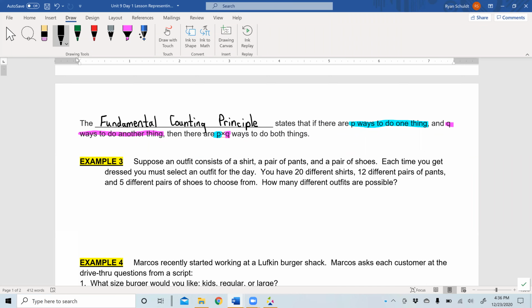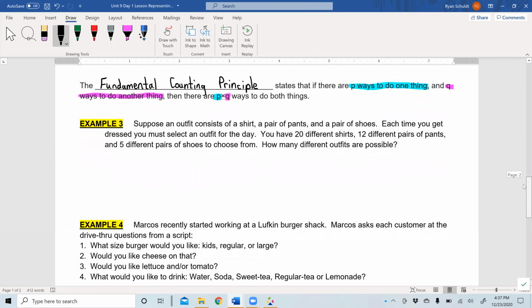This is way simpler than how we've taught it in the past. In the past, we've kind of gotten bogged down in the notation, but this is the basics of it. If there are P ways to do one thing, Q ways to do another thing, multiply them together and then boom, there's your answer. That's the fundamental counting principle.